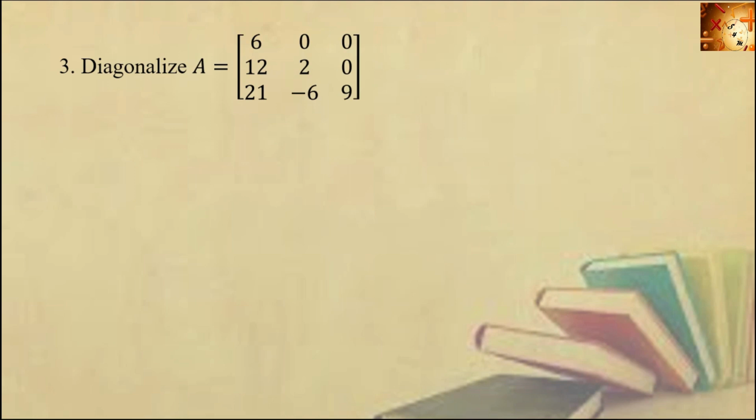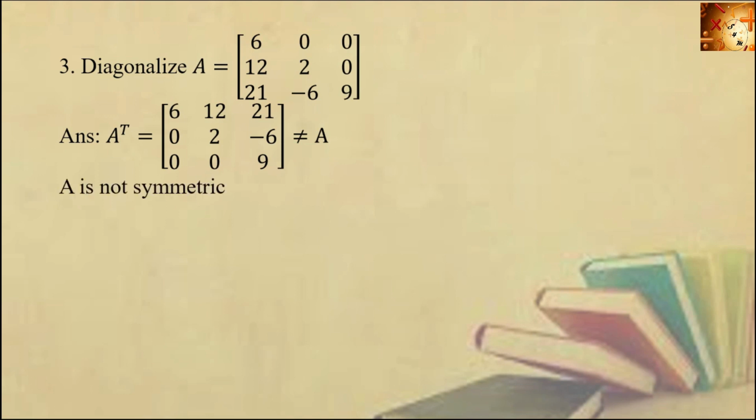First of all, let me check whether this matrix is symmetric or not. Here A transpose is [6, 12, 21; 0, 2, -6; 0, 0, 9], which is not equal to A. Therefore, this matrix is not symmetric.